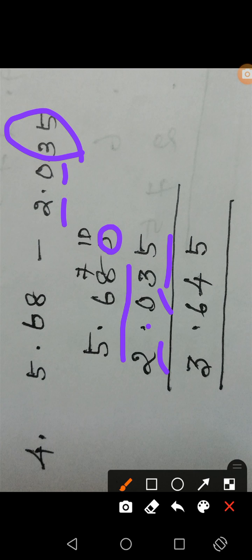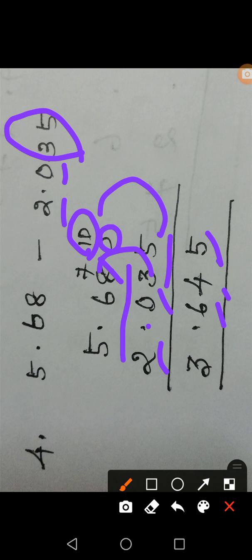0 minus 5 is impossible. So you borrow from the previous number: that becomes 7, and this number becomes 10. 10 minus 5, 5. 7 minus 3, 4. 6 minus 0, 6. 5 minus 2, 3. So 3.645 is the solution. One more question.